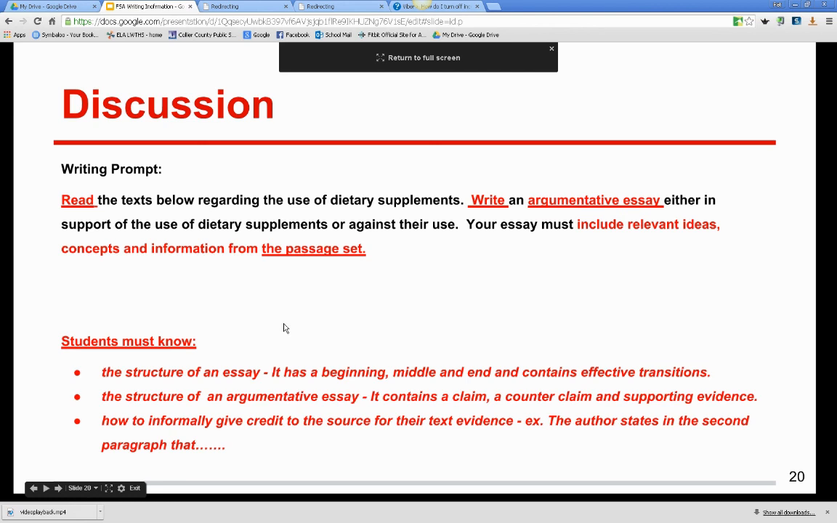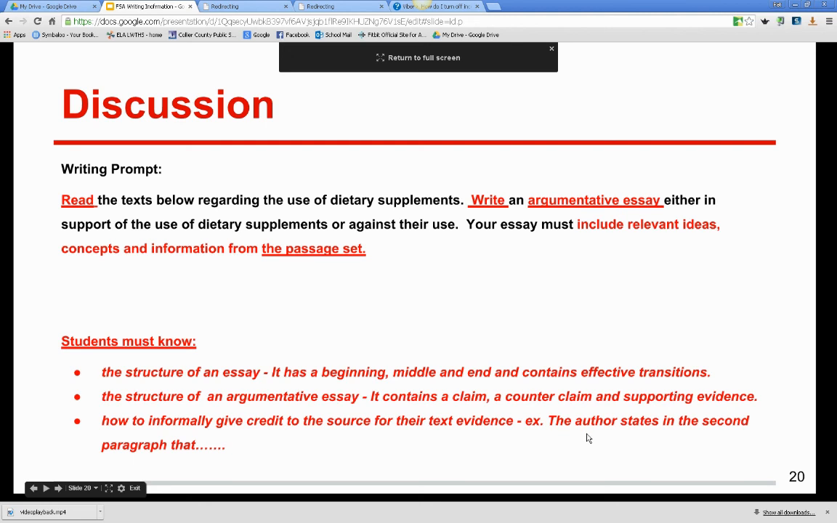What must they know that's not explicitly stated? First of all, they have to know how to write an essay that has a beginning, middle, and an end, and that it contains effective transitions. This is part of the standard. Then they have to know the structure of an argumentative essay. They have to understand that it has a claim, a counterclaim, and must provide supporting evidence, and it must be cited. And how to informally give credit to the source for their textual evidence.